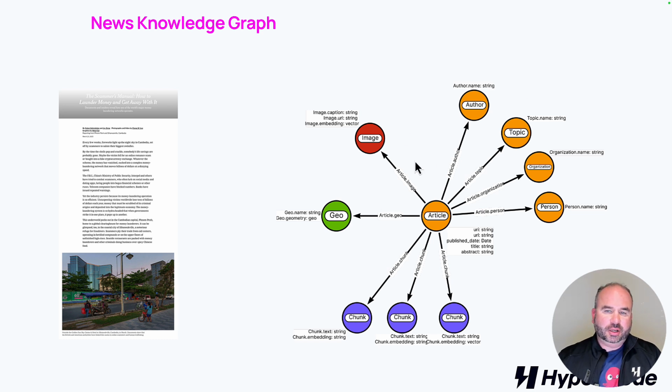So here's a graph model that we're going to use to represent our news knowledge graph. We have an article node that represents the article itself. It has a URL, a published date, a title, an abstract. But then we have the author of the article, topics that may be mentioned in the article, organizations that may be mentioned. We also have geographic areas that might be mentioned in the article, and images as well. So you can see how we can traverse from the article to the topic node to then other articles that have the same topic or that mention the same geographic location.